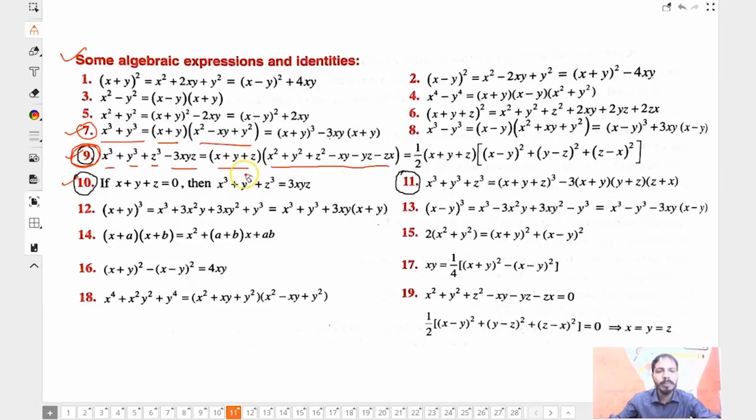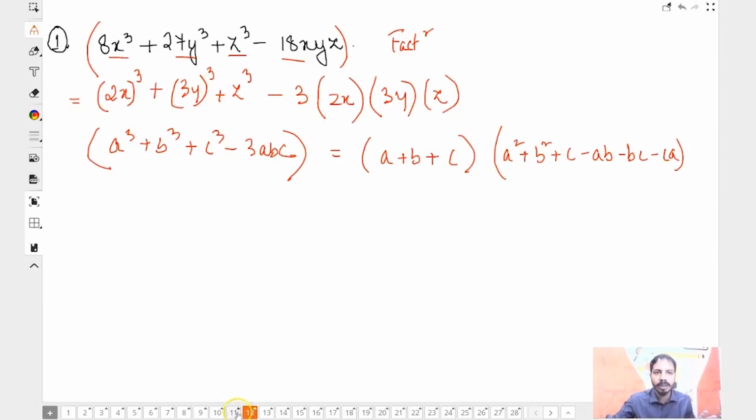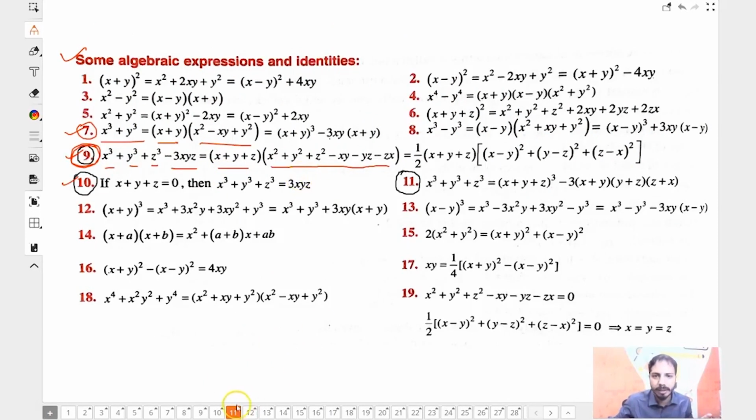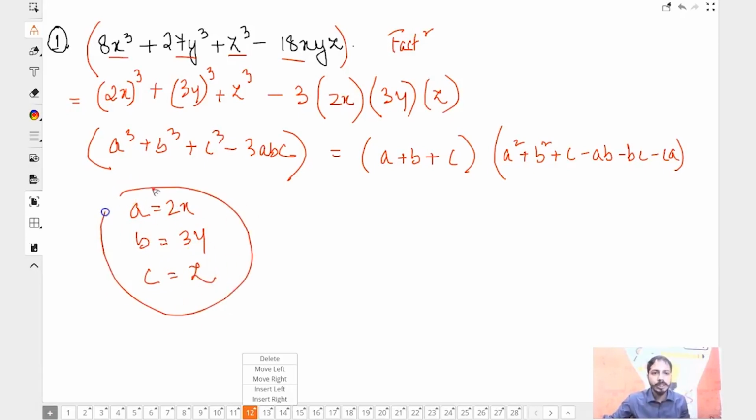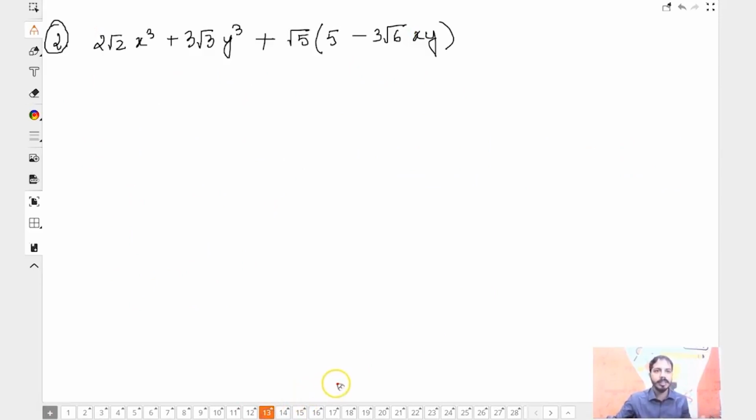So in place of xyz, I have just taken abc so that you don't confuse between this numerical and this identity, right? Now you know a is 2x, b is 3y, c is your z. So now we just put these values here and you get the factors. So in this way you can factorize this with the help of identities.